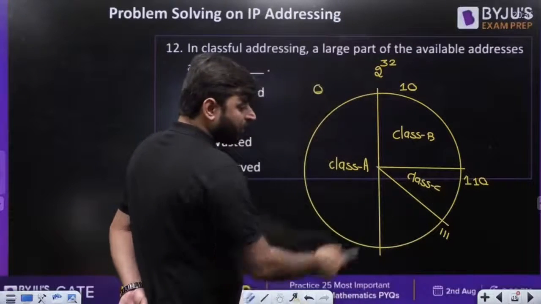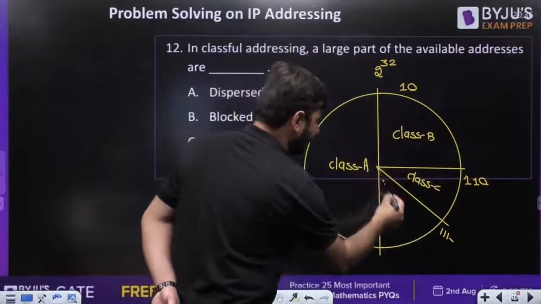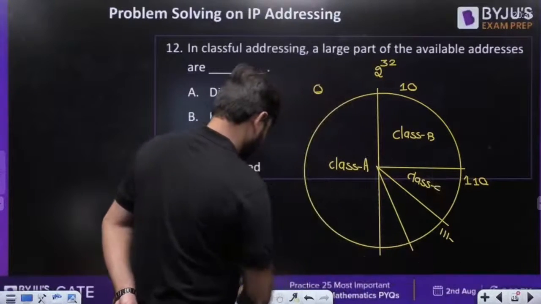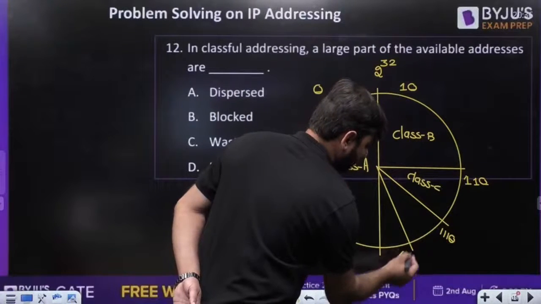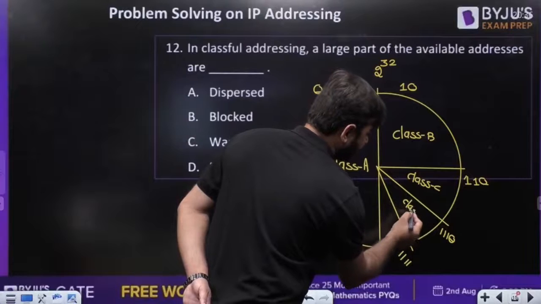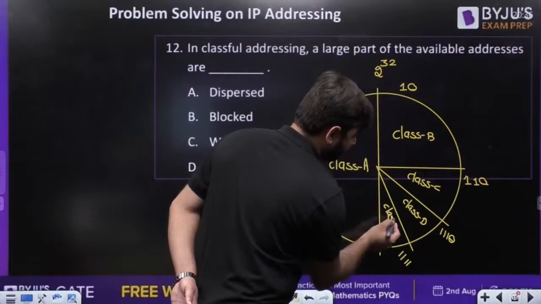Now again, this is the one space. If I choose 1 bit here, again this space will be divided into 2 parts. In this part I can write 0, in this part I can write 1. This space we have reserved for class D and this space we have reserved for class E.